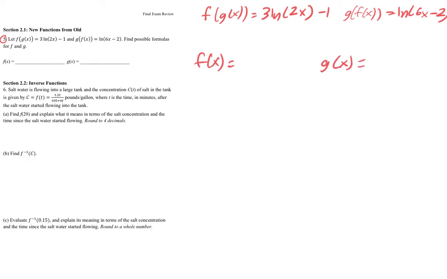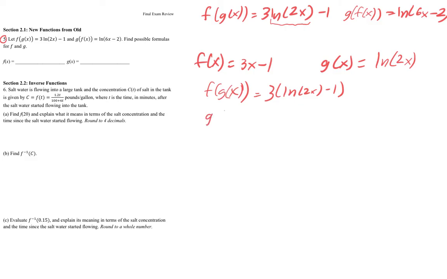So we can kind of see that one of our functions is going to be some kind of natural log, right? And we also kind of see that one of the functions, we could say, is 3x minus 1, and then that g of x is going to be natural log of 2x, right? Now let's just do a quick test. So f of g of x is equal to 3 times natural log of 2x minus 1.